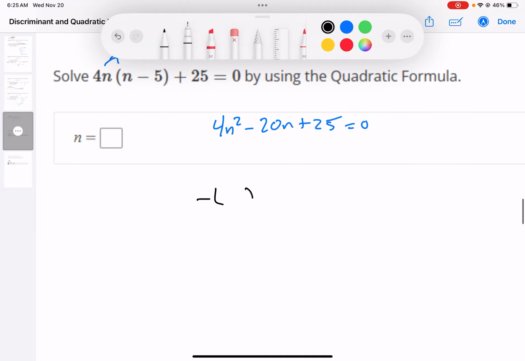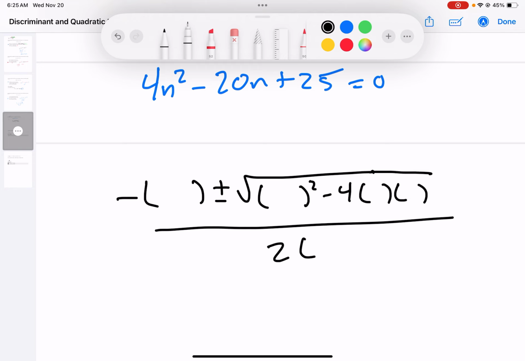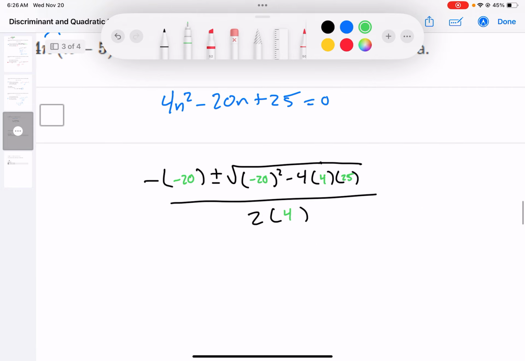So it's going to use that opposite b. I got opposite b plus minus square root of b squared minus 4ac. All of that is going to be over 2 times a. I always make this so small. So I got negative 20, then negative 20, then 4, 25, and then a 4 down here. Now, use your calculator on these.